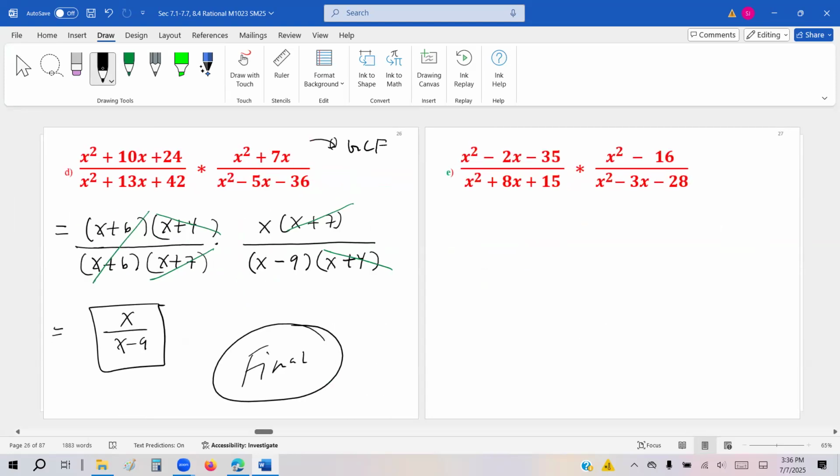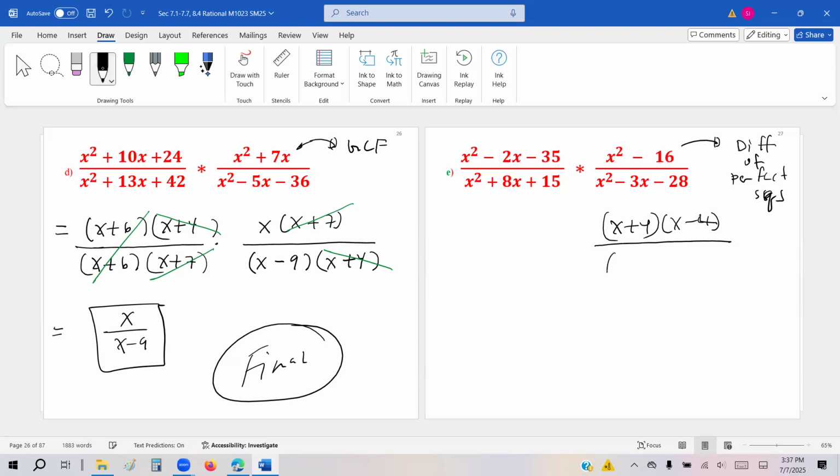The next one is the same thing. The only difference is here. These 2 terms, how are you going to factor? X plus 4, X minus 4. So this is a difference of perfect squares. The previous one was GCF, this one is a difference of perfect squares.